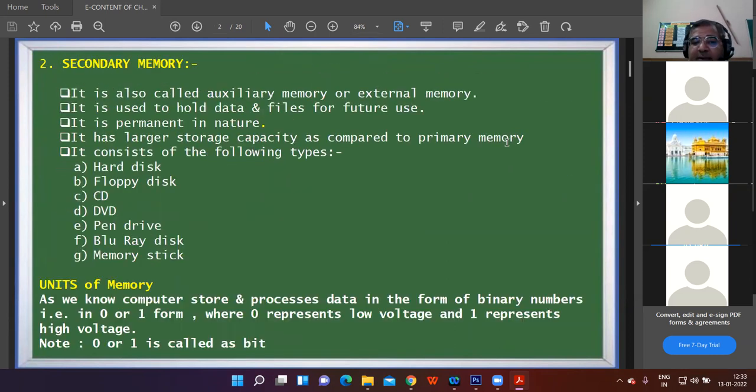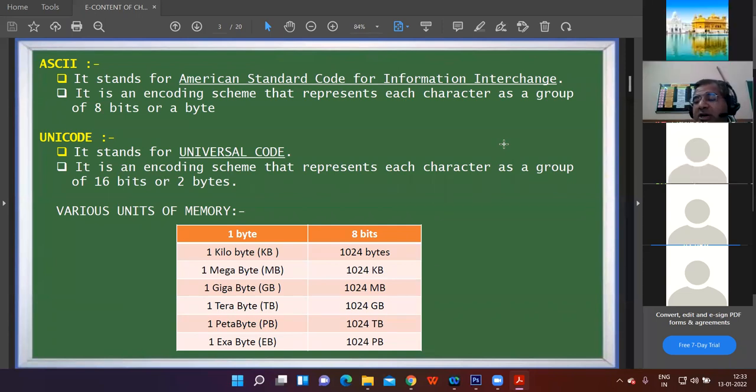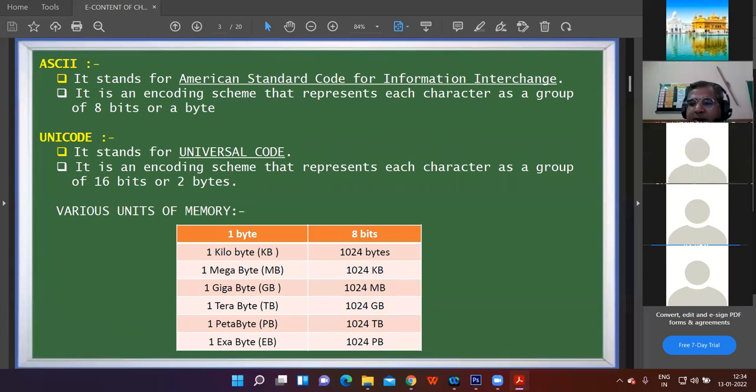All right. Anybody can tell me some examples of secondary storage devices? Anyone? Again, Gurshan. Yes, Gurshan. Unmute yourself. So hard disk, floppy disk, CD, pen drive, Blu-ray disk. Okay. Hard disk, floppy disk, pen drive, Blu-ray disk. Okay.